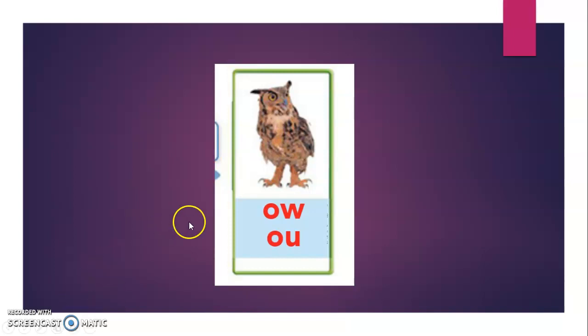Let's take a look at our good old friend who is an owl. The first sound in the word owl is ow. The letters O-W make the sound ow. The letters, the two vowels, O and U, also say ow. So when you see O-W together, the sound is ow. In some cases it's O, but not often. And when you see the two vowels, O and U together, the sound is ow.